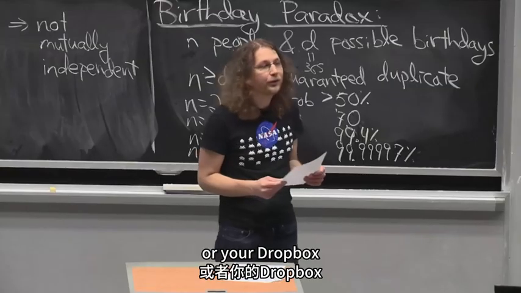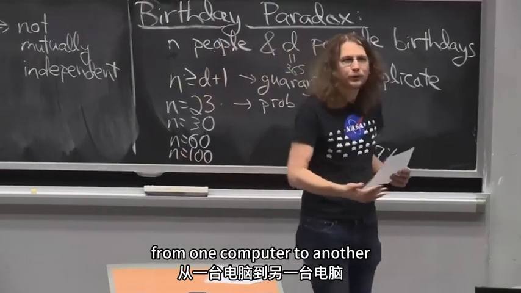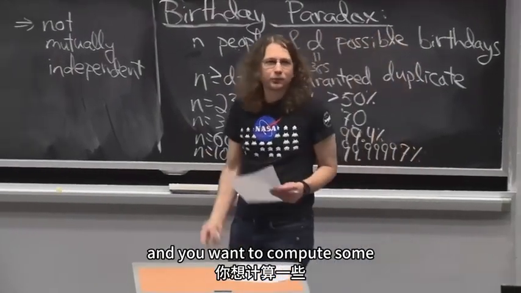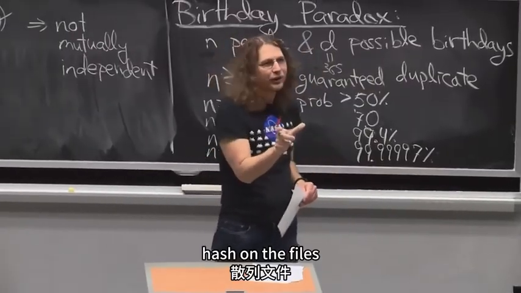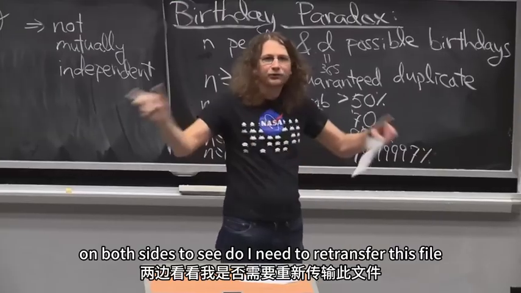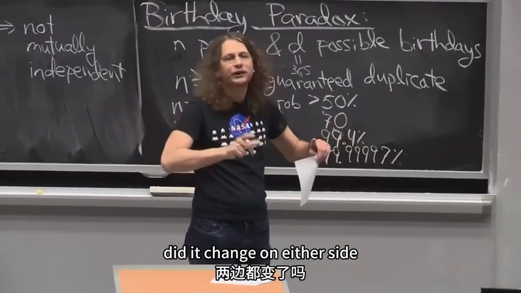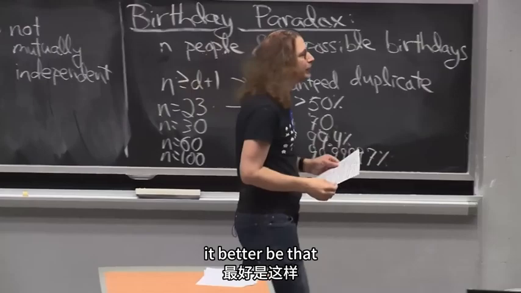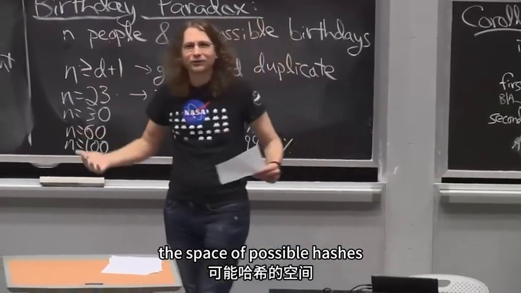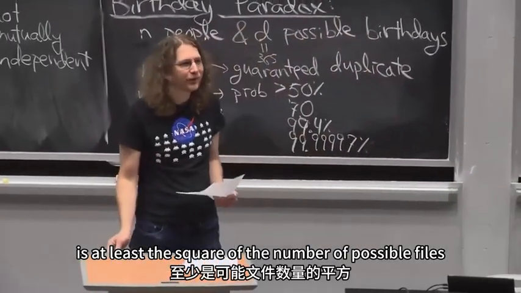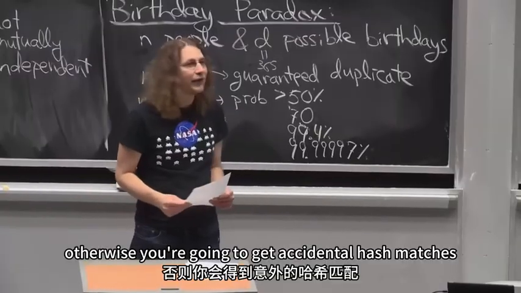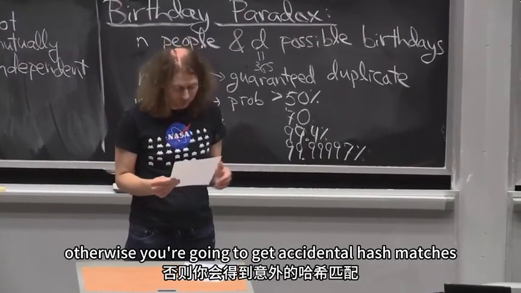Or your Dropbox, and you're trying to sync files from one computer to another, and you want to compute some hash on the files on both sides to see, do I need to retransfer this file? Did it change on either side? It better be that the space of possible hashes is at least the square of the number of possible files. Otherwise, you're going to get accidental hash matches.